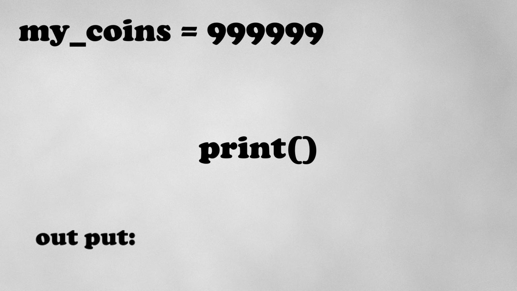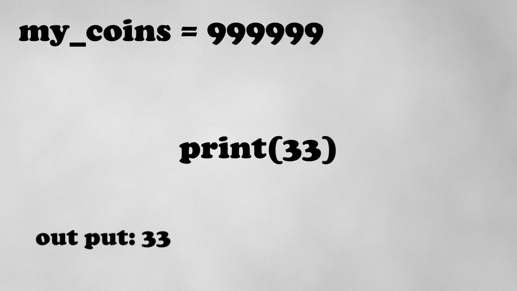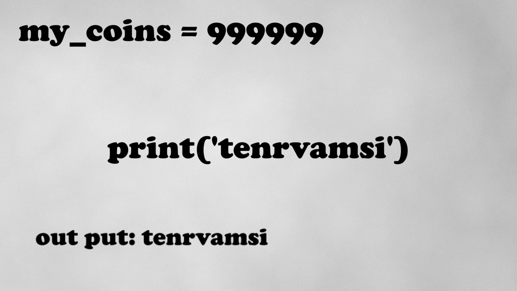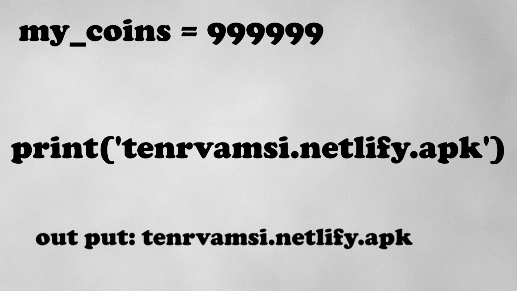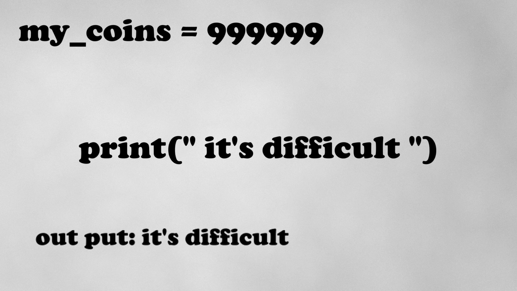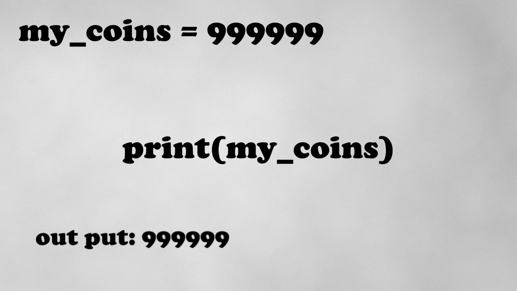We can print numbers, floats, strings. While printing strings, we need to place that string between single or double quotes. Both are fine, and for strings, we only use quotes. If you have a single quote in the string, then put your string between double quotes, otherwise, you will get an error. Let's print our value in our variable. See, we got our value.